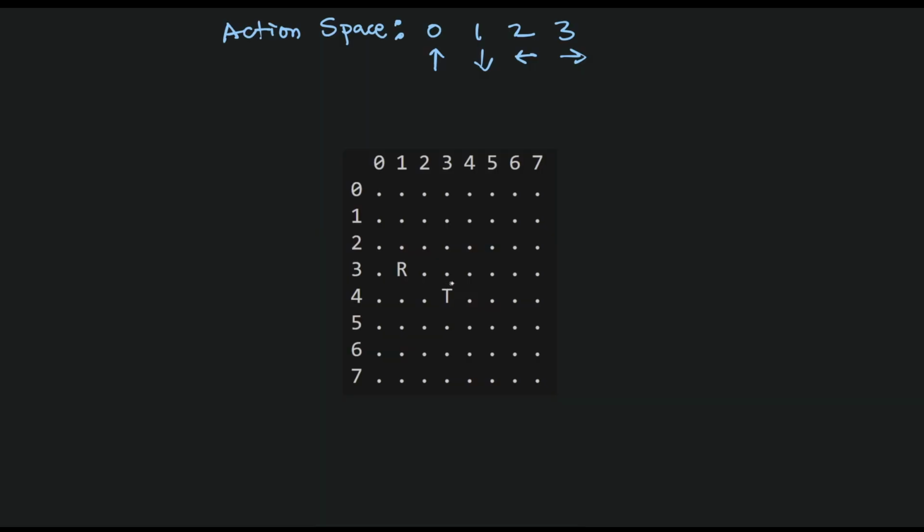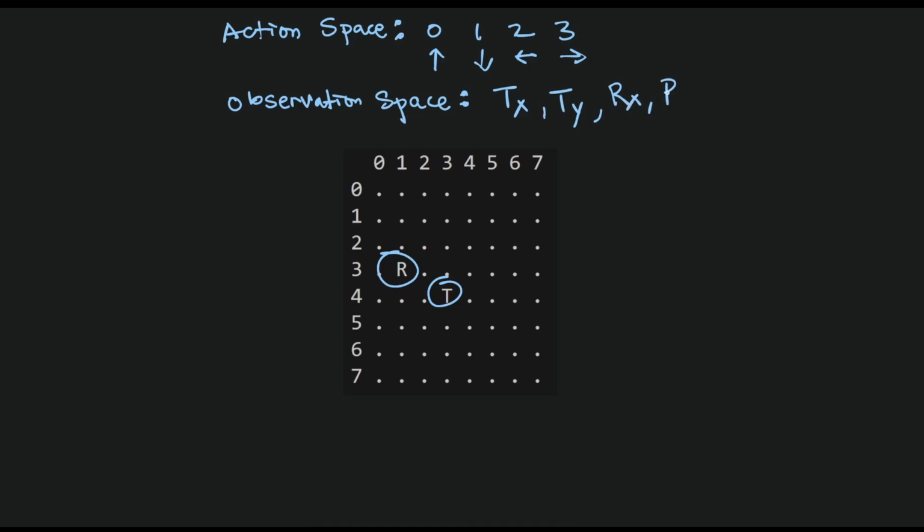For the observation space, we just need to know the coordinate of where the tagger is and where the runner is. So this is just going to be 4 numbers: the tagger's X position, the tagger's Y position, the runner's X position, and the runner's Y position.